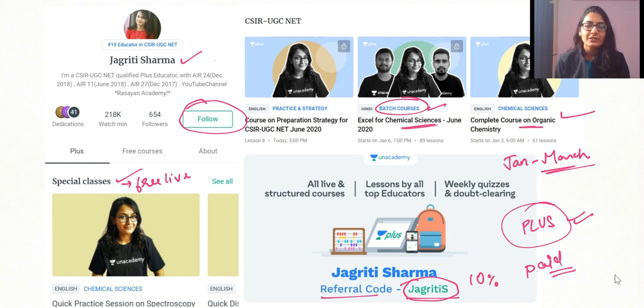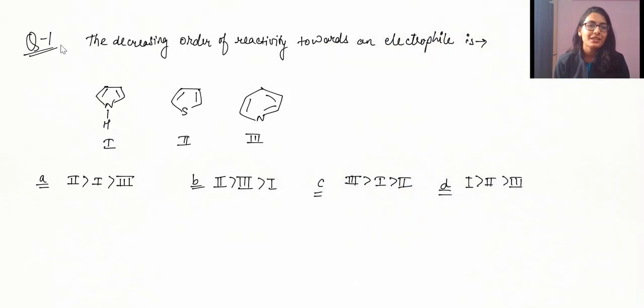Alright guys, so let's now begin with our questions for today. The first question is, the decreasing order of reactivity towards an electrophile is. We are given three options, and the question is asking about the decreasing order of reactivity for these three compounds. We are having pyrrole, thiophene as well as pyridine.